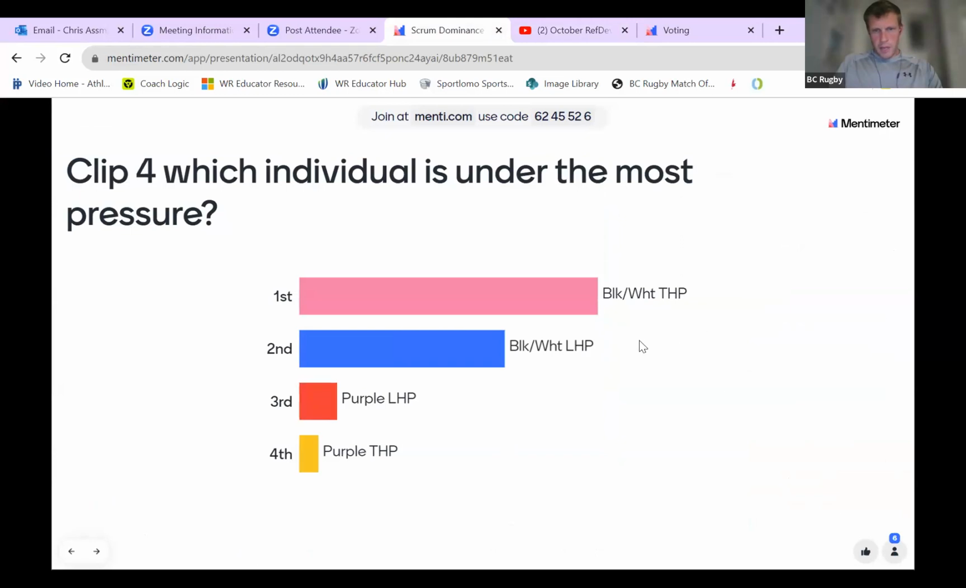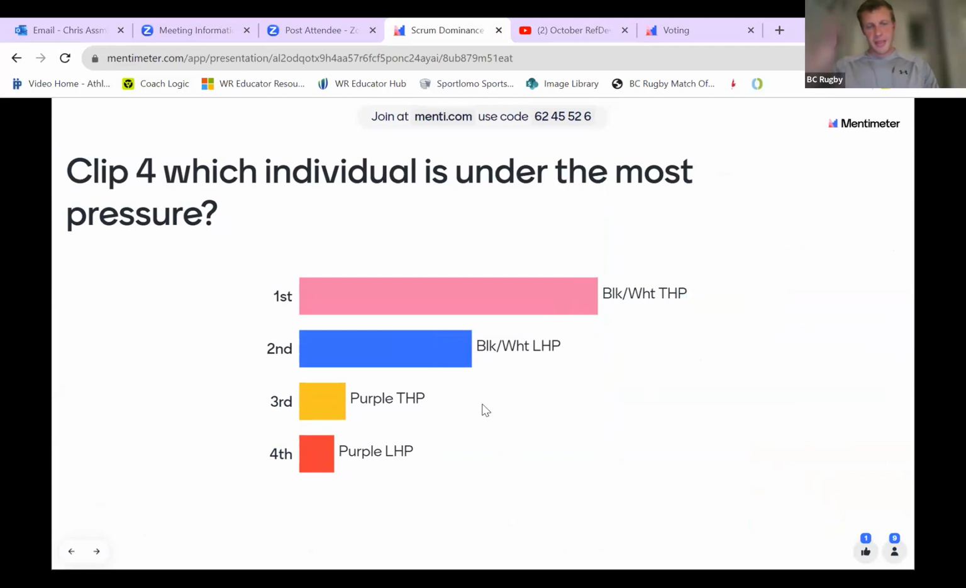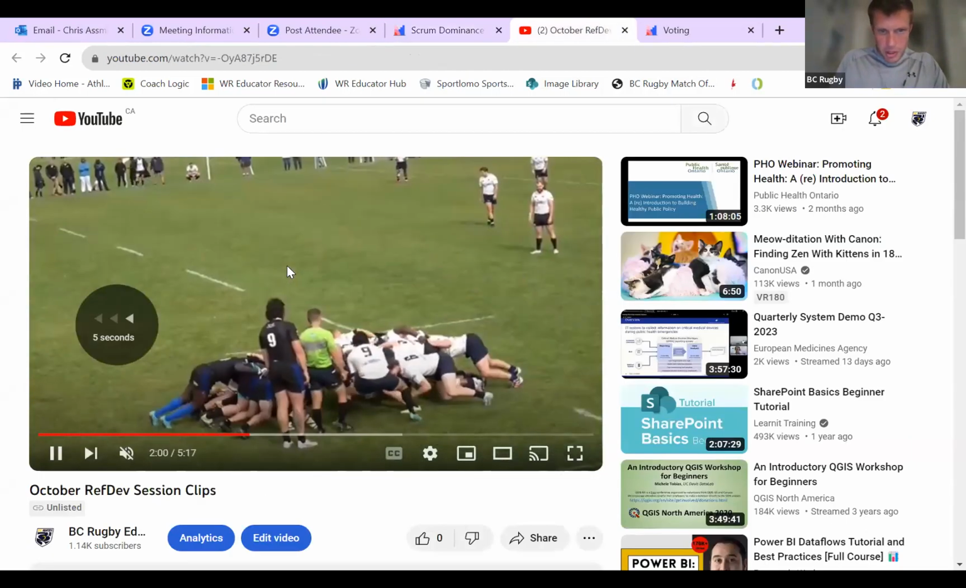Sweet. So a lot of people had number 1, black and white tight head prop, coming in at number 2 under the most pressure, black and white loose head prop, and then obviously third and fourth. And the cool thing is we're seeing a little bit of a shift in the purple tight head and purple loose head. And even though we are generally refereeing the team that's under the most pressure, we still have to make sure that the dominance is legal. So even though we see someone who's under a ton of pressure, is that what their opponent is doing to them, is it legal? So let's go back to our picture once again.